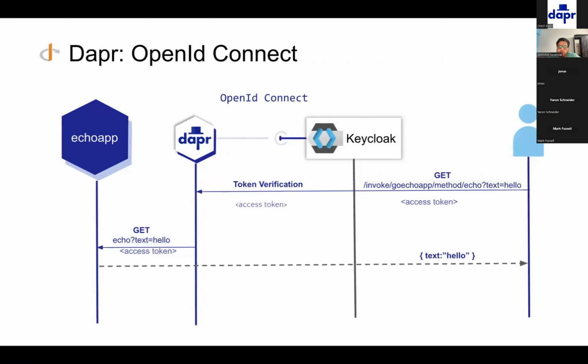Now, the third flow is the OpenID Connect flow. This is more suitable for your backend APIs, where you will send the same request and the Dapr sidecar will only do the token verification. So if you are passing an access token in your request, the Dapr sidecar will verify that access token, and if the token is valid, then it will pass the request to your API and you will get a response.